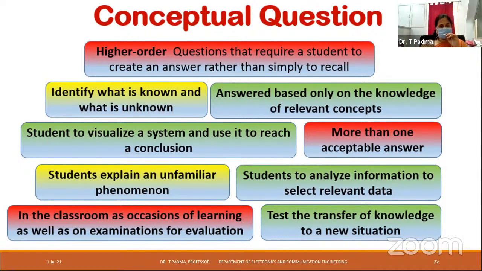There could be more than one acceptable answer in a conceptual question; it need not be a single answer. Whereas in a factual question there could be only one answer.